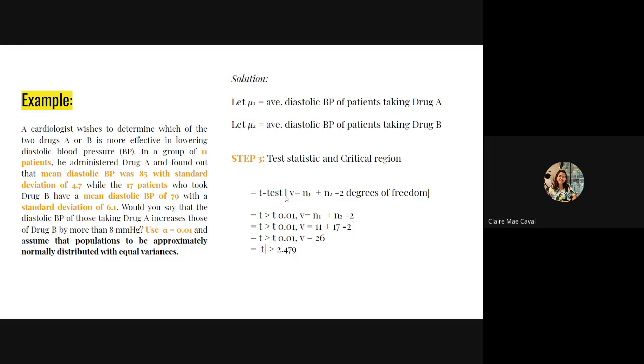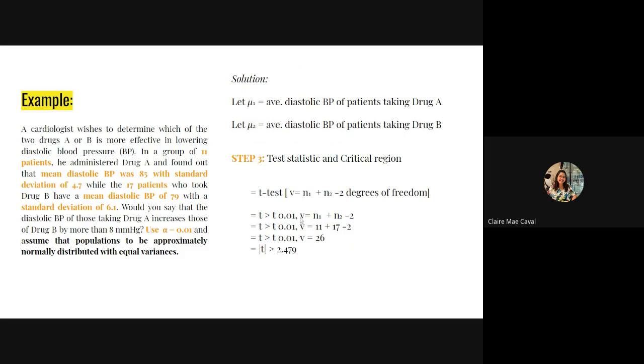The test statistic is the t-test, because the number of observations is less than 30. There are 17 and 11 patients. So use this for the critical region: the t-test is greater than t 0.01, and the absolute value of t is greater than the critical value 2.479. That's the time you can reject your null hypothesis, by the way. You can reject it if it is greater than 2.479.